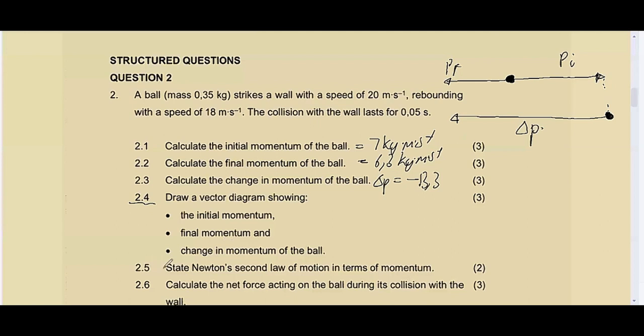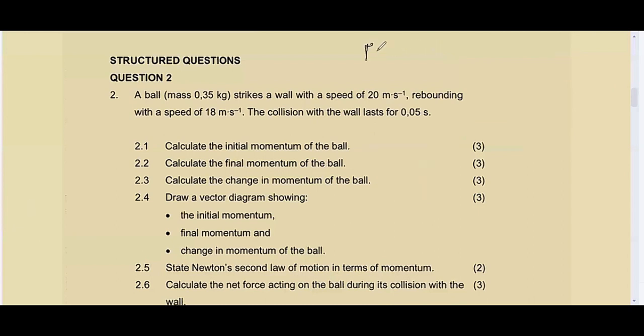Then 2.5 says, state Newton's second law of motion in terms of momentum. I had already discussed this. This is how you define it. It needs to be in line with this equation here: F net is equal to change in p over change in t. If you can remember this formula, it becomes very easy to define.